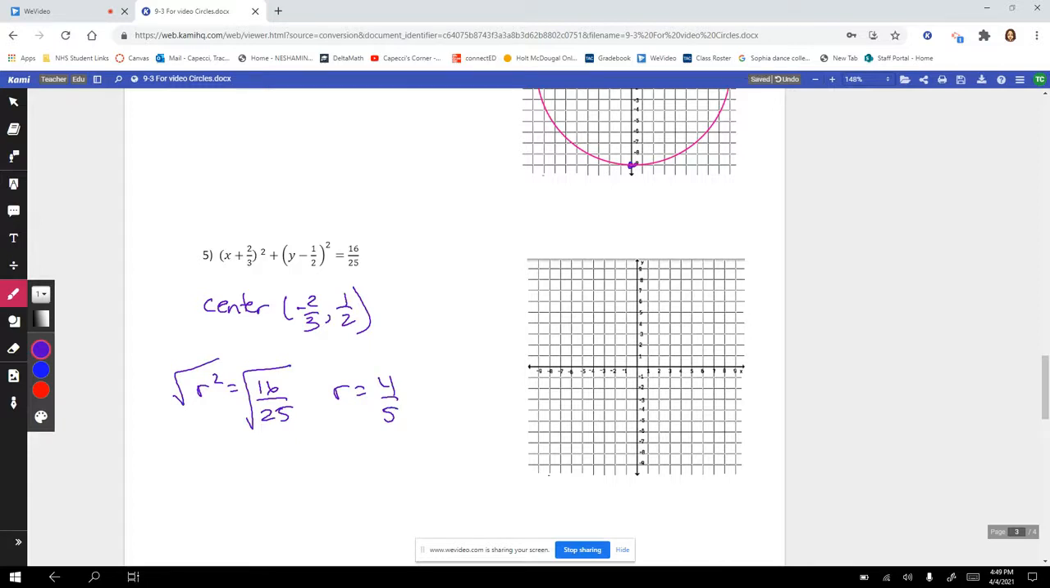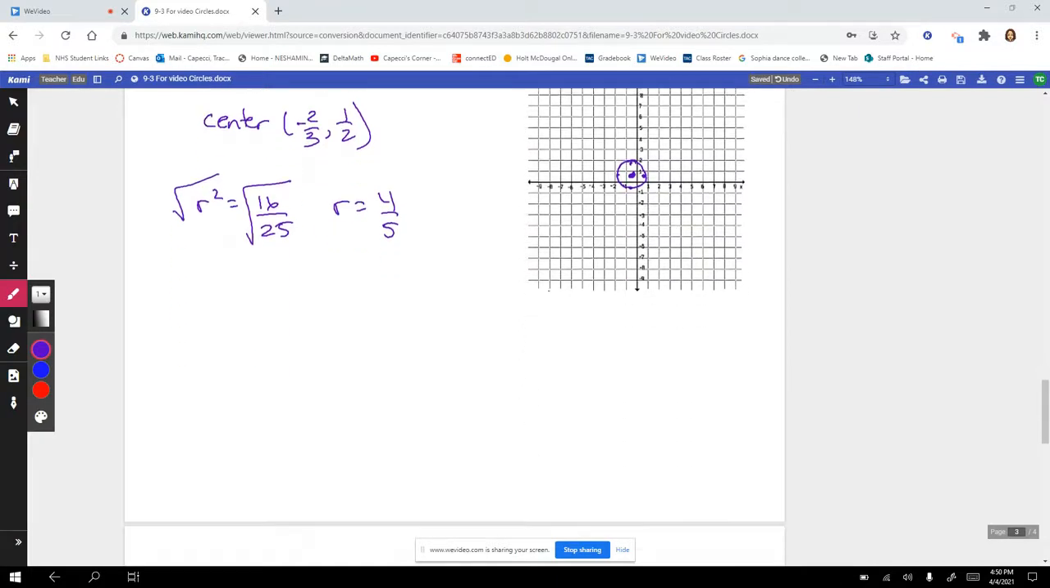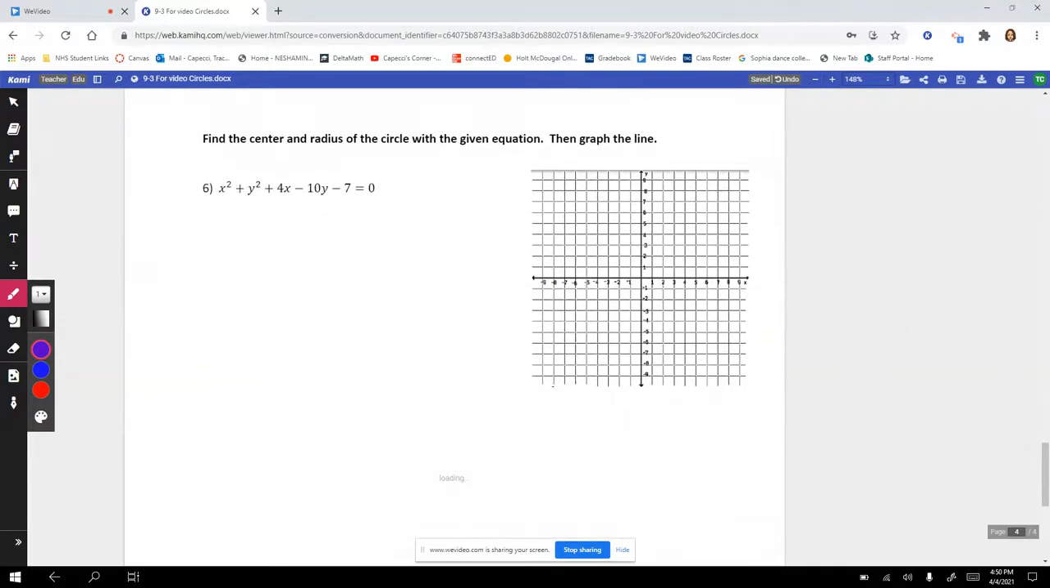So let's start with the center. So I have negative 2/3, positive 1/2. So we're right about there. And our radius is just a little bit less than 1. So again, we're doing this by hand. So we're kind of creating a super, super small circle. And on this one, I'm just going to kind of do it by hand. And there we go. All right, let's look at our last one for today.